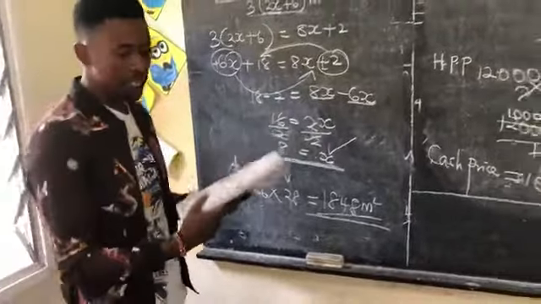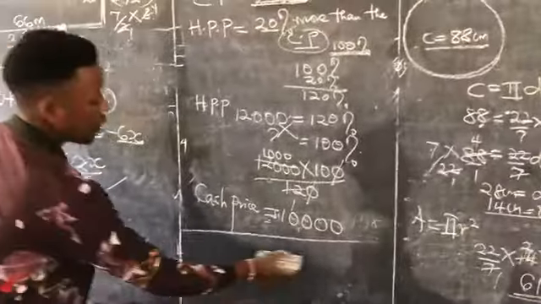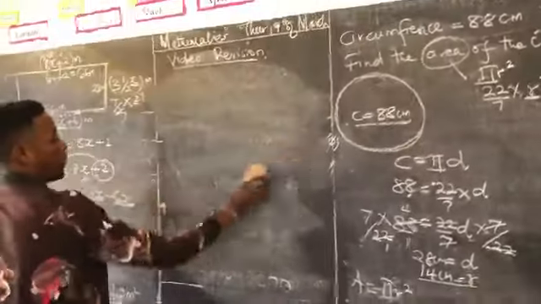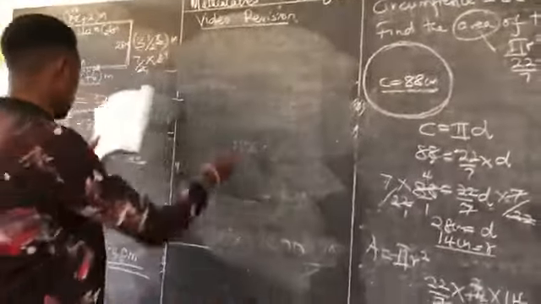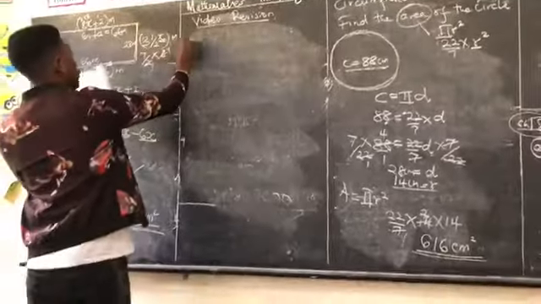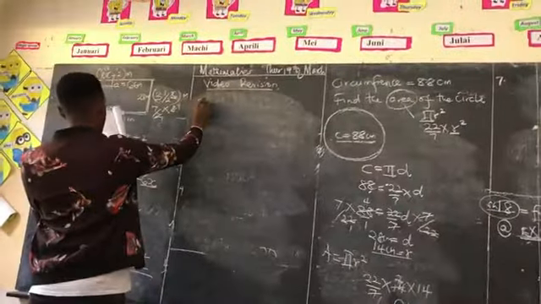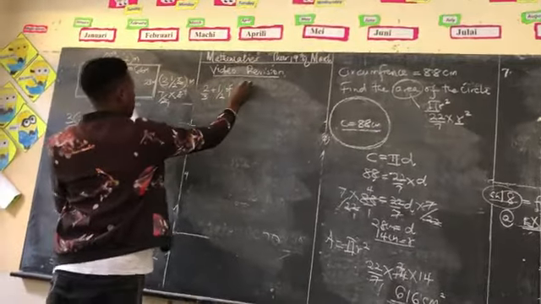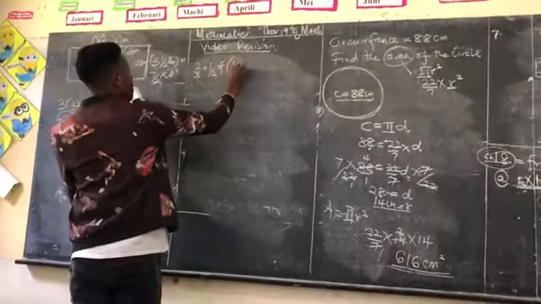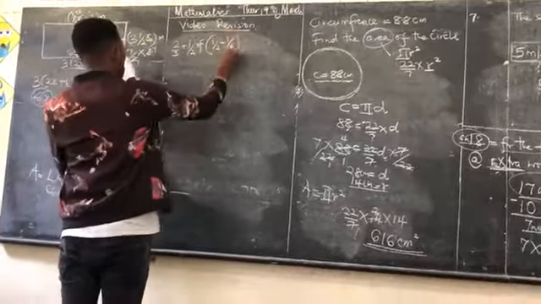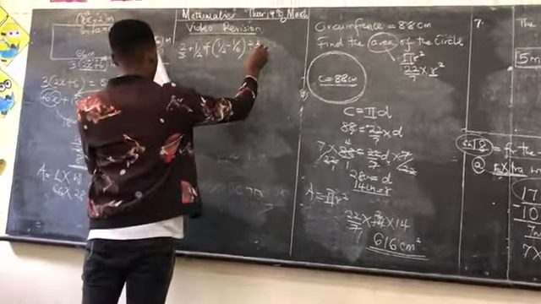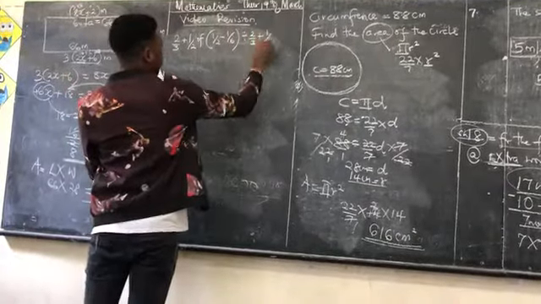Number 17, our last question in our revision. We are told, what is the value of 2 over 3 plus a half of, open the brackets, a half minus a sixth, close the brackets, divide by 2 over 3 plus a quarter.